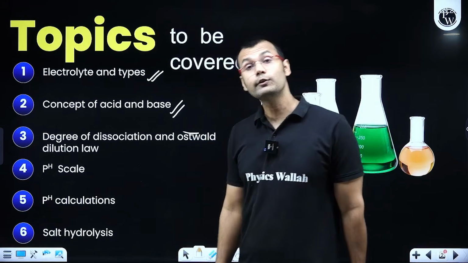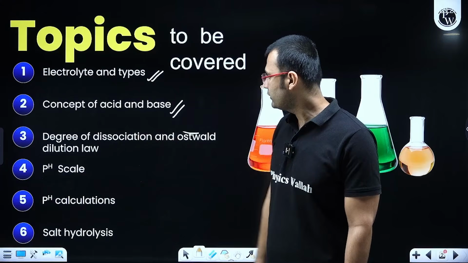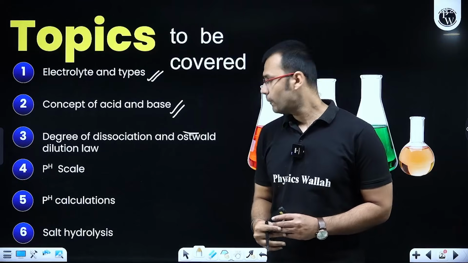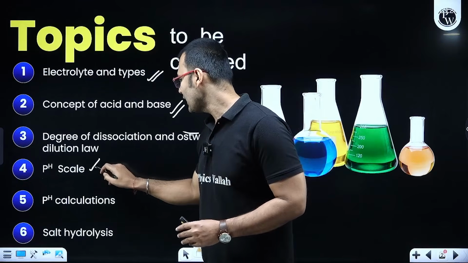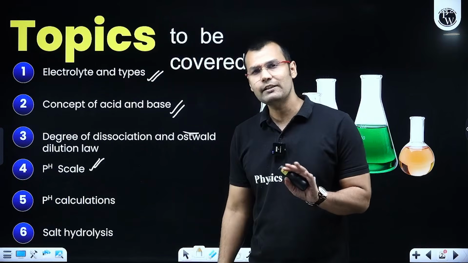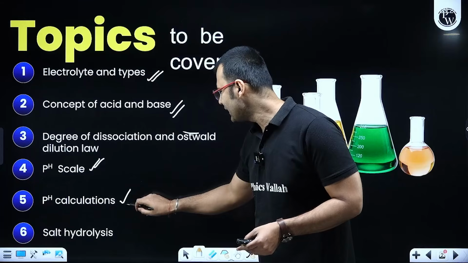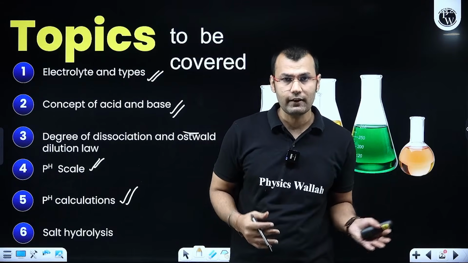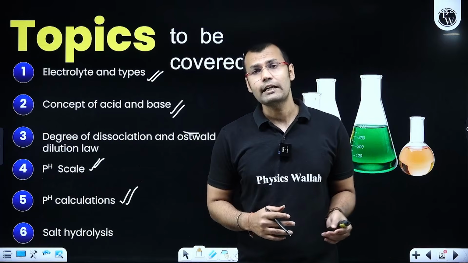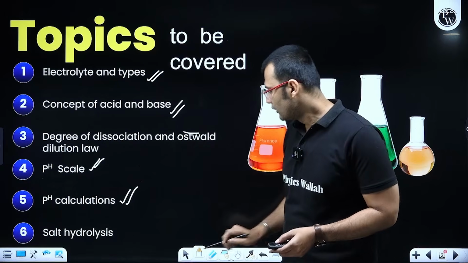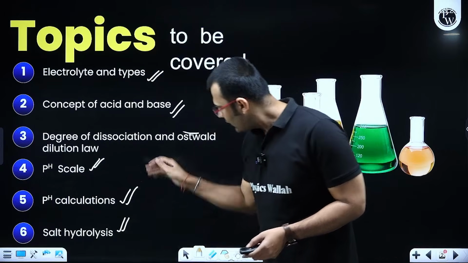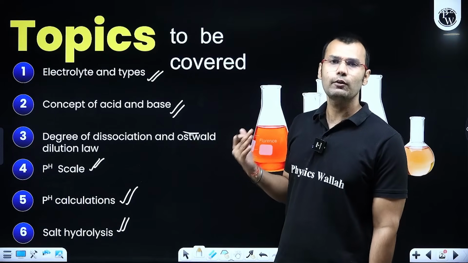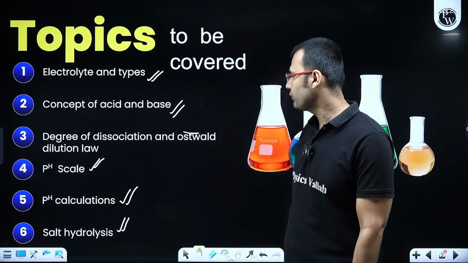Then a very useful term, that is degree of dissociation and dissociation constant, along with Ostwald dilution law. Then we will move into the pH scale part, where you will see lots of pH calculations. We have multiple cases here: calculation of pH of strong acid, strong base, weak base, pH of salts, buffers and all. In pH calculation, we also have salt hydrolysis, where we talk about how to calculate pH of different types of salt.